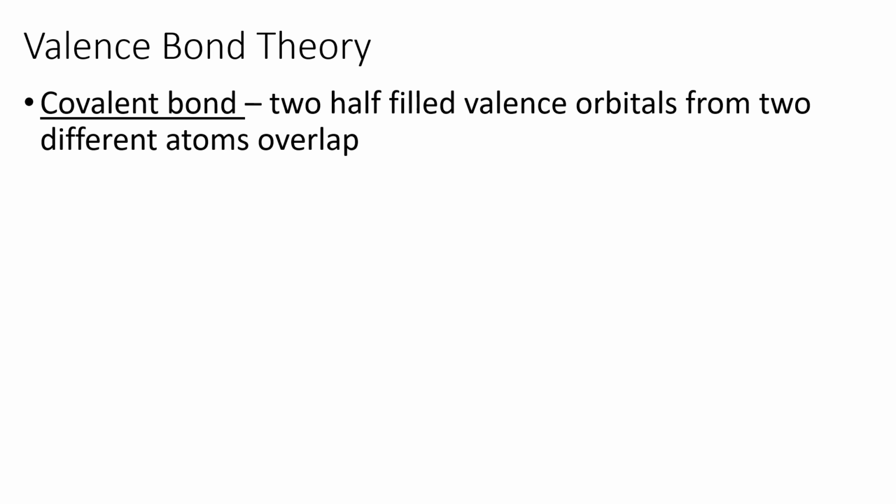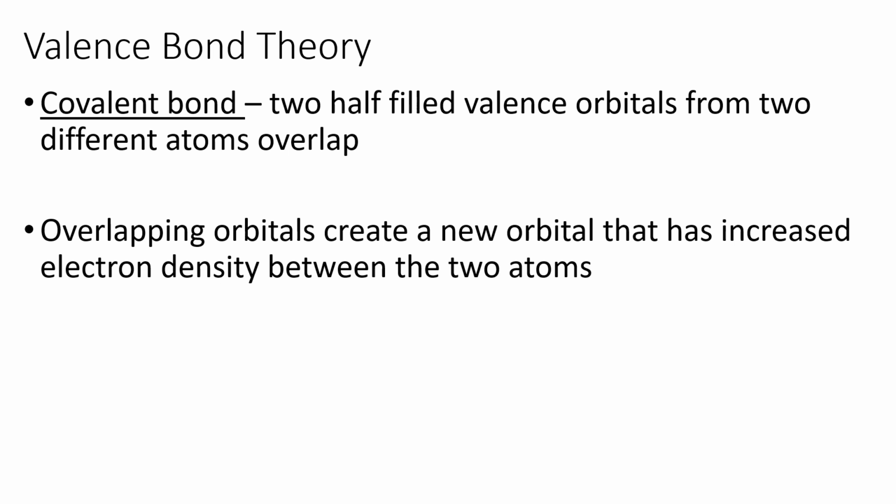If you remember, a covalent bond is when we have two half-filled valence orbitals from two different atoms, and they're going to combine and overlap to form our bond. This overlapping of orbitals creates a new orbital that has an increased electron density between our two nuclei. And this is the idea behind valence bond theory: we're going to overlap our orbitals to form a bond between our two atoms.